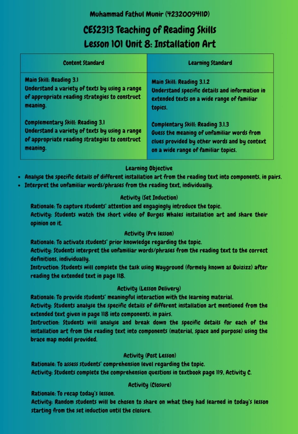For the content standard of this topic, both the main skill and complementary skill will focus on reading 3.1: understand a variety of texts by using a range of appropriate reading strategies to construct meaning. For the learning standard, the main skill will focus on reading 3.1.2: understand specific details and information in extended text on a wide range of familiar topics. While for the complementary skill, it will focus on reading 3.1.3: guess the meaning of unfamiliar words from clues provided by other words and by context on a wide range of familiar topics.